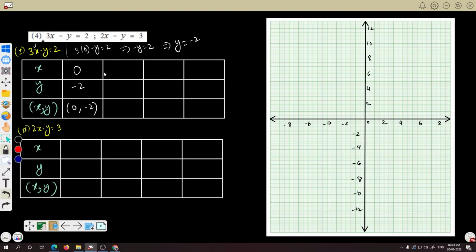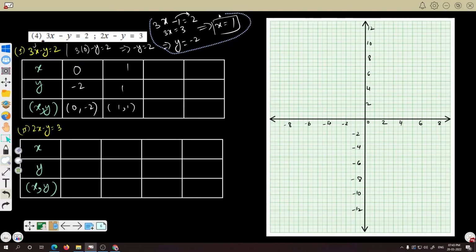Now if I put y as, let's say, 1. If I take y as 1, then the equation will be 3x minus 1 is equal to 2. Shift this minus 1 to the other side. So 3x is equal to 3, which means x is equal to 1. Therefore the coordinate is 1 comma 1. I hope this is clear to you till now. I'll erase this rough work.